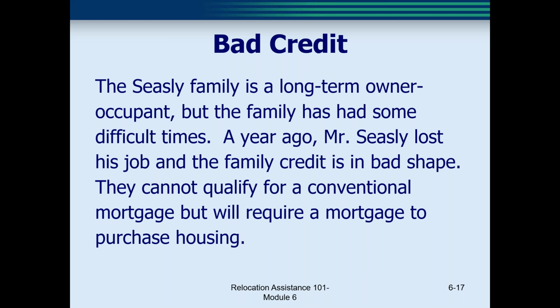So here's a suggested answer, a couple of possibilities. The agency may assist the Seasley family in obtaining private financing, which may require a higher interest rate than the prevailing market rate. Some agencies may hesitate to pay higher than prevailing rates. However, this could prevent the Seasley family from being able to obtain comparable replacement housing. So under the provisions of last resort housing, the agency can pay the higher increased interest payment. Remember, we have an increased interest payment.